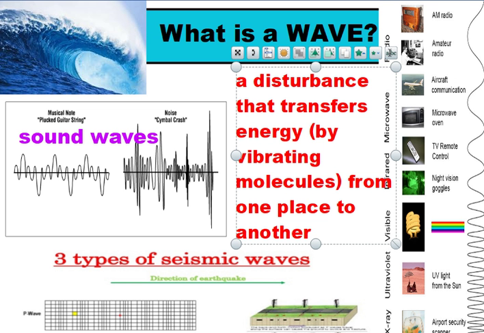Okay, a wave is a disturbance that transfers energy, and so it's some kind of a movement or vibration that has caused molecules to move from one place to another. And so those molecules vibrating are causing these different types of waves, whether it is a sound wave, an earthquake wave, or whether it is a light wave.